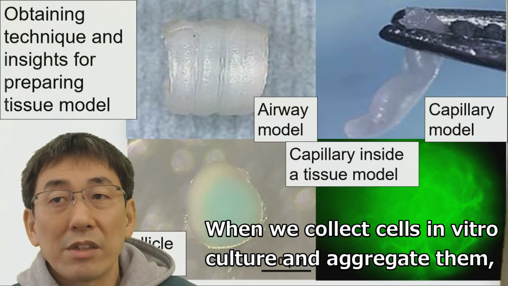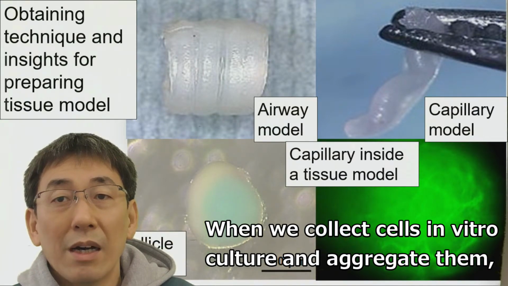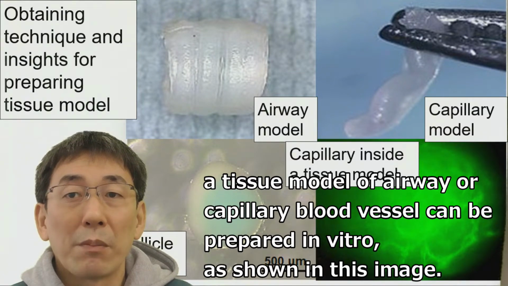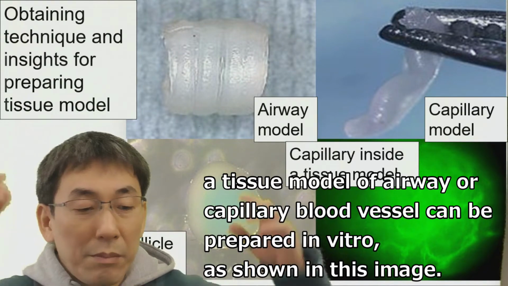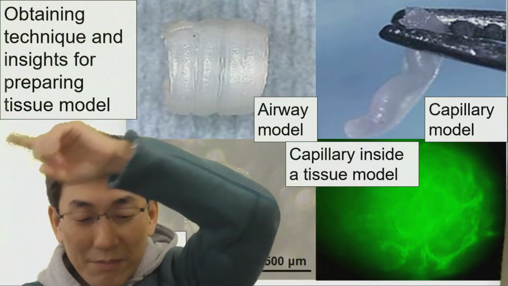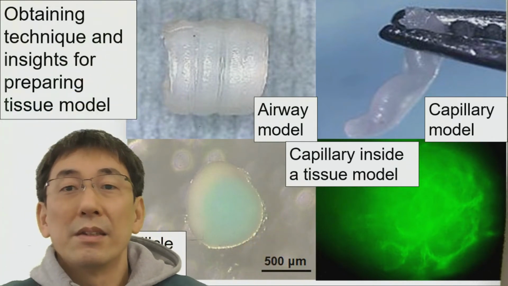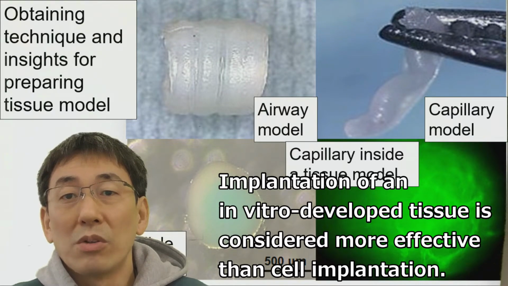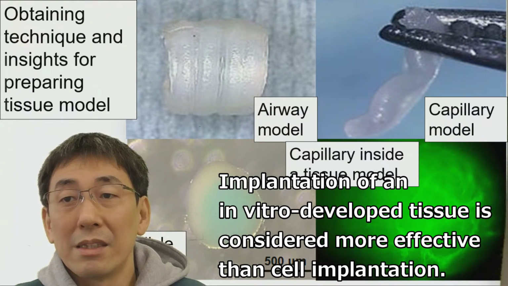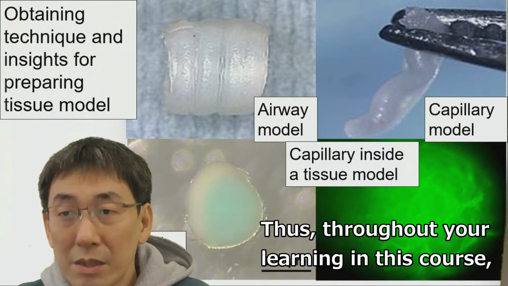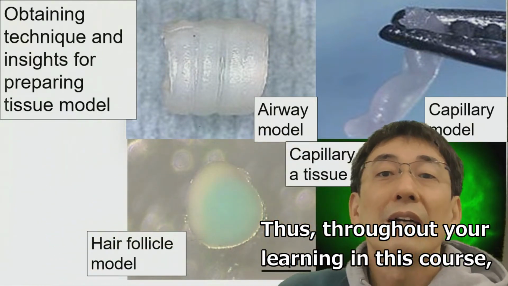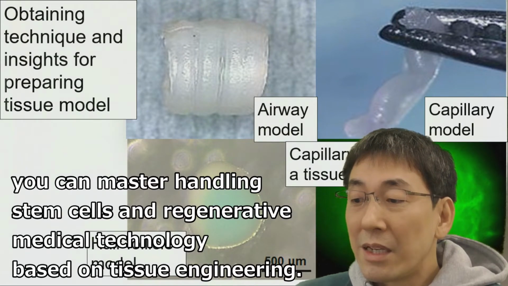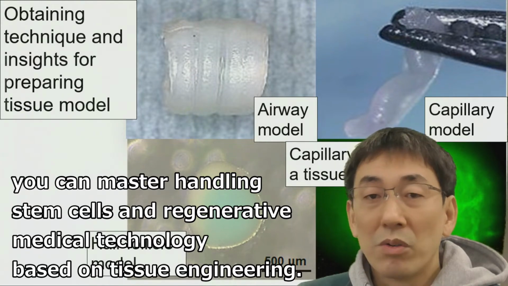When we collect cells in in vitro culture and aggregate them, a tissue model of airway or capillary blood vessel can be prepared in vitro as shown in this image. Implantation of an in vitro developed tissue is considered more effective than cell implantation. Thus, throughout your learning in this course, you can master handling stem cells and regenerative medical technology based on tissue engineering.